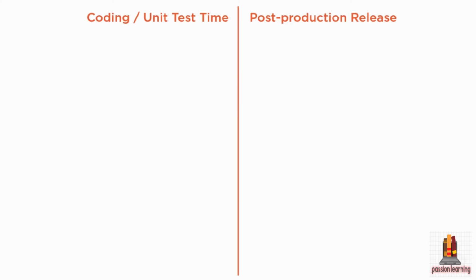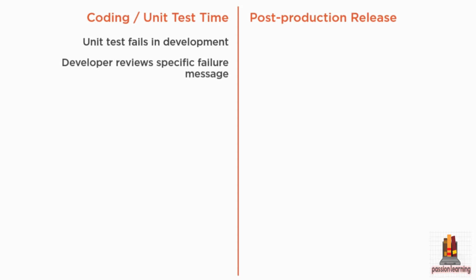So why does it cost so much more to fix a defect once it's made it into production than it does at coding or unit test time? Well, let's go through some of the steps here. If we find a defect at the coding or unit test time, typically this could surface by a unit test failing in development. The developer can review the specific failure message for that test, go ahead and fix the code in development, and now the test passes.